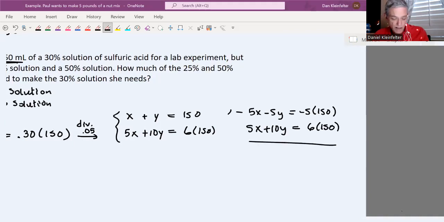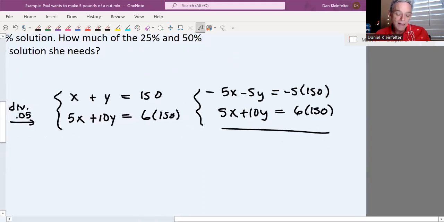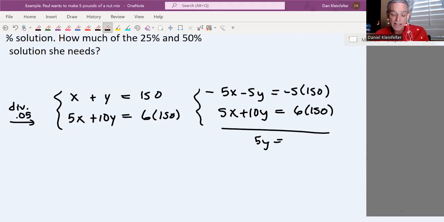All right, so here you'll notice I didn't bother multiplying the 5 times 150 or 6 times 150 because I didn't actually want to. And it's going to be okay because we're just going to combine those anyways, and we'll see that that works out nice. -5x plus 5x is no x's. -5y plus 10y is 5y. And then 6 times 150 plus -5 times 150 is going to be 1 times 150. And so that will give us just 30 for y.